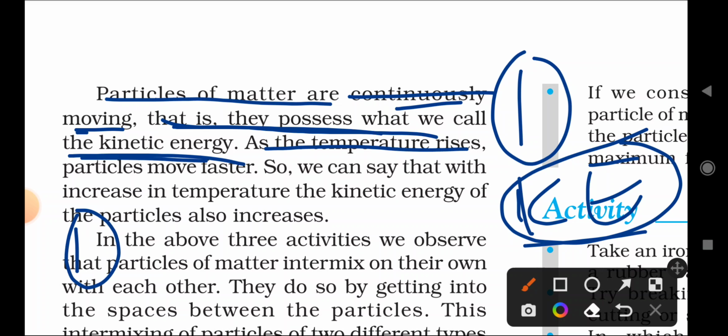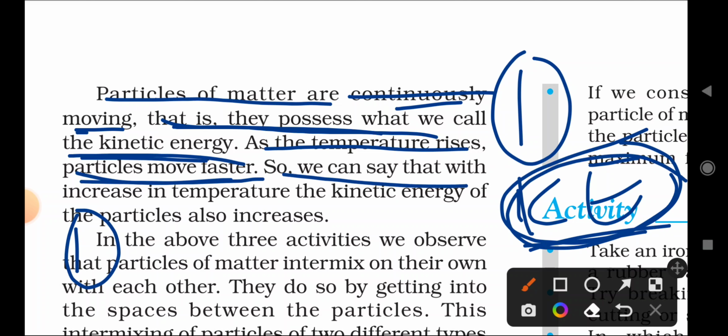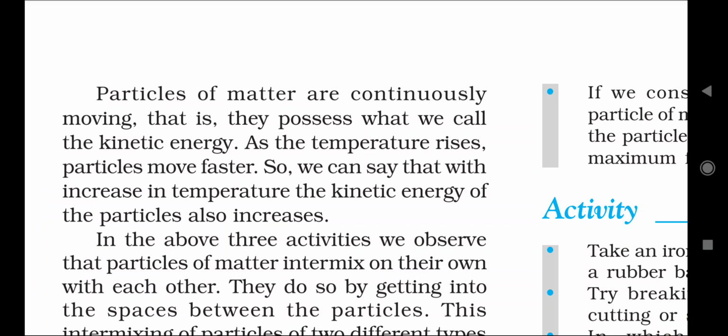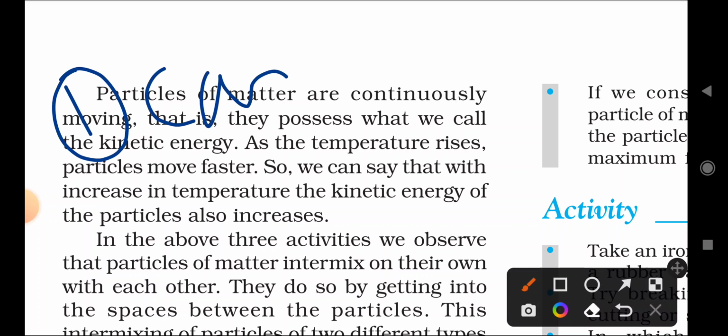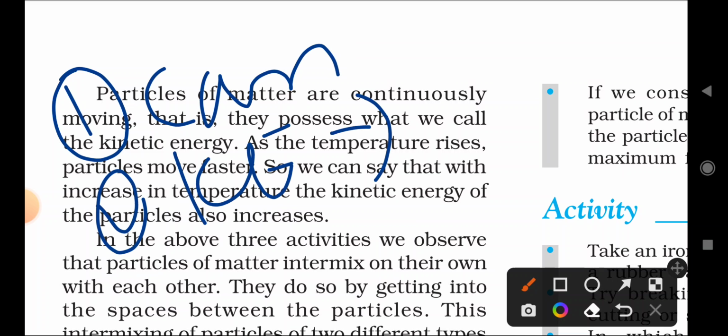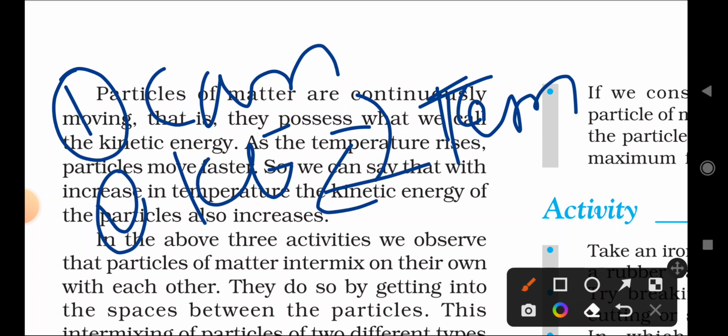As the temperature rises, the particles move faster. As the temperature rises, the particles also move faster, which means the kinetic energy also increases. So we can say that with the increase in temperature, the kinetic energy of the particles also increases. What is the point here? First point, particles are continuously moving, and since they are moving they possess which energy? Kinetic energy. As the temperature increases, the kinetic energy also increases, and that means particles move very fast. This is the point. Remember that.